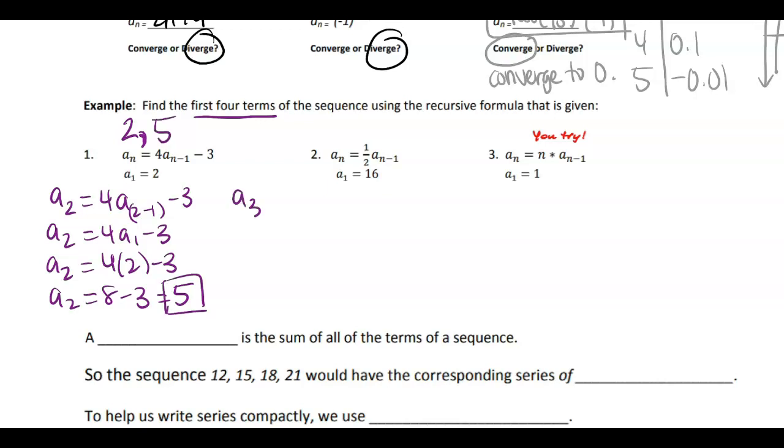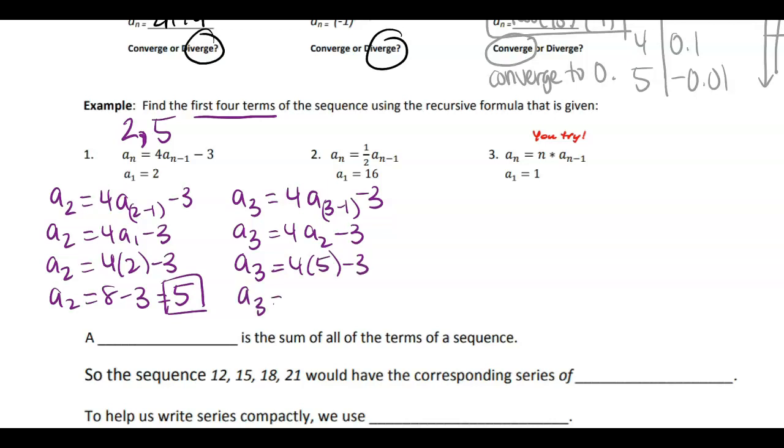For a sub 3, I'm going to do the same thing. So for a sub 3, I'm going to make this 4 a sub 3 minus 1 minus 3. So a sub 3 is going to equal 4 times a sub 2 minus 3. So 4 times, in this case, a sub 2 was 5. We just found that. We'll subtract 3. So a sub 3 is going to give me 4 times 5, which is 20. And 20 minus 3 is going to give me 17. That's my third value.